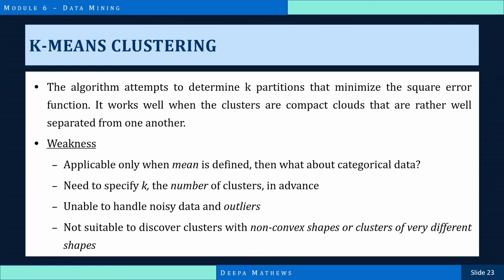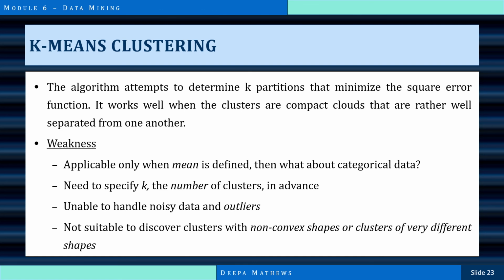This algorithm has some disadvantages also. The first one is that it is applicable only when mean is defined. We can calculate the average value only for numerical data. So what about categorical data? Is it possible to calculate the average of categorical data? It is not possible, right? So that is one of the disadvantages of this clustering algorithm.